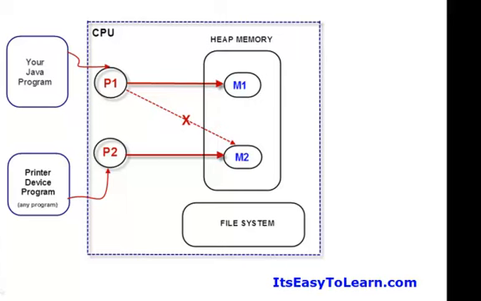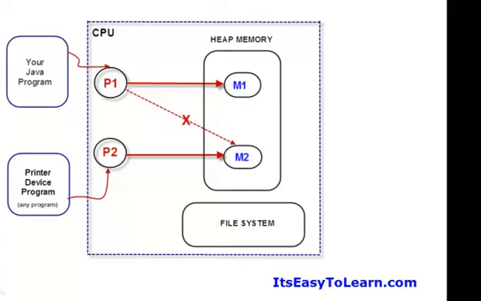Now, let's say we have processes P1 and P2. Process P1 can access the contents of the memory area M1, and process P2, for example, would have access only to the memory area M2. It is forbidden for P1 to access the memory area of another process.